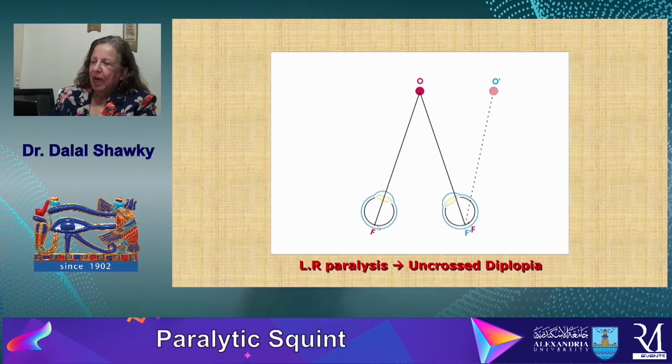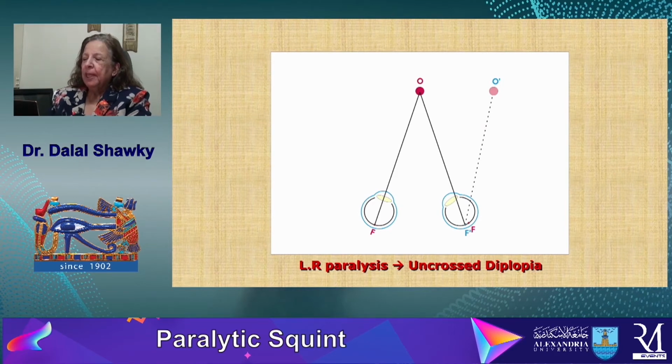means that the normal object will fall on the normal eye, and the false image in front of the deviated eye. Normal and normal, the false in front of the deviated eye, no crossing, uncrossed diplopia, and called homonymous diplopia. If we forget, we always remember that the false image is always present in the direction of action of the paralyzed muscle. The direction of action of the lateral rectus, which is the paralyzed muscle, is looking to the right. So the false image will be to the right. And I will explain also the rest one by one.